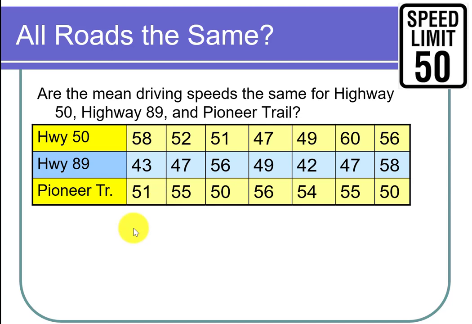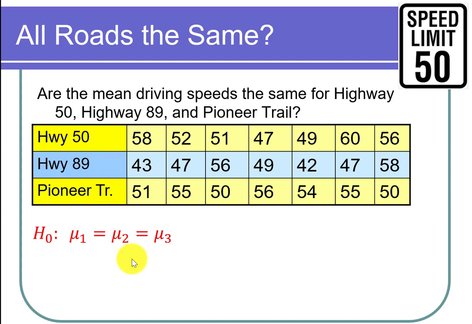So now let's perform the hypothesis tests. And just like you're used to, we always start out with the null hypothesis. The null hypothesis is H naught, you're used to that. And then with ANOVA, it's all the population means equal to each other. So mu1 equals mu2 equals mu3, where mu1 is the population mean driving speed on Highway 50. Mu2 is the population mean driving speed on Highway 89. And mu3 is the population mean driving speed on Pioneer Trail.